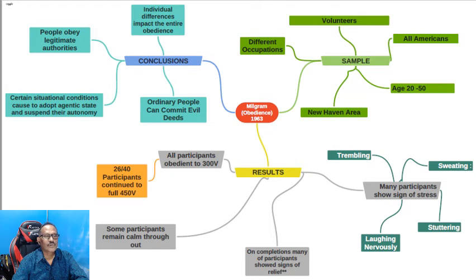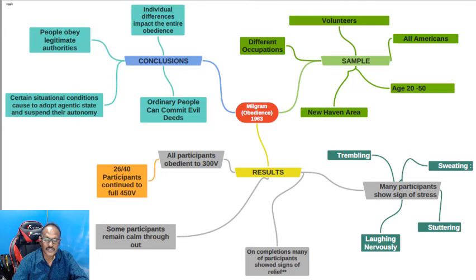And certain situations or conditions cause people to adopt an agentic state and suspend their autonomy, because once they hear the instructions, the blame goes to somebody else. Furthermore, they have the motivation coming from an authority figure. Continue, please do it. Actually, they become agentic. They follow the instruction blindly from the authority figure, and they suspend their autonomy of deciding whether it's morally right or wrong to continue. They just blindly follow the instruction given by an authority figure.